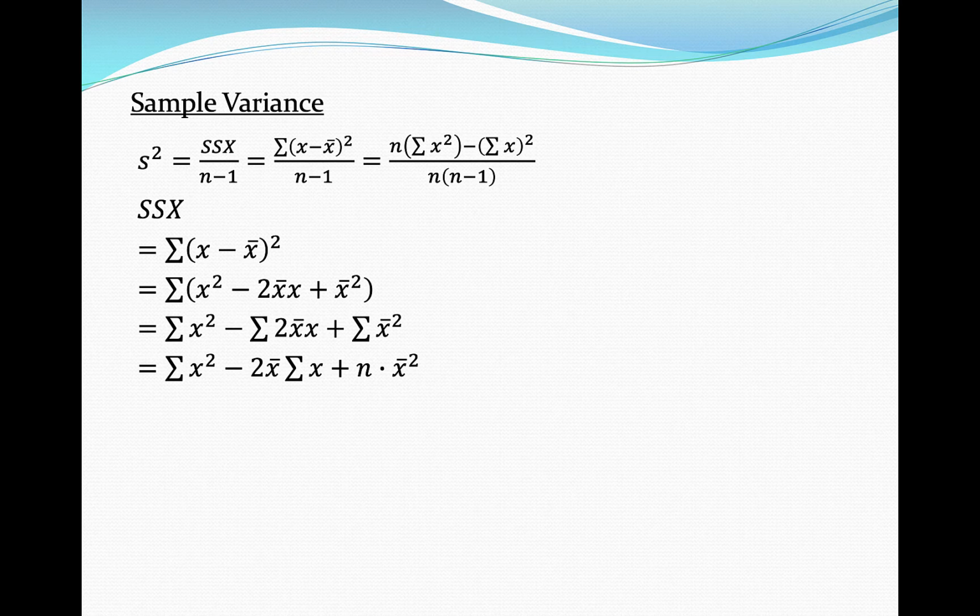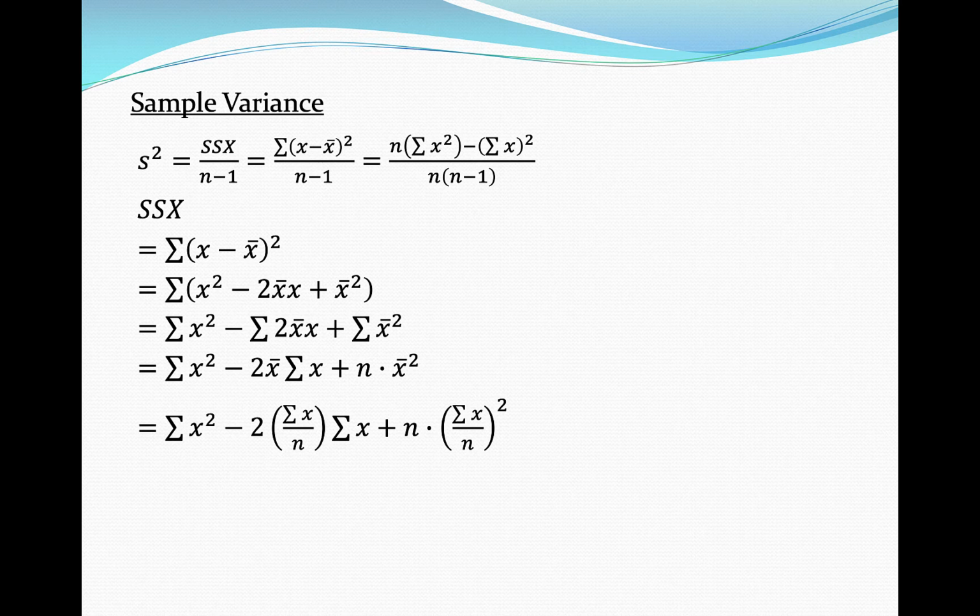So what we want to do next is rewrite that x bar in terms of its definition, which is x bar equals the sum of x over n. If we do that, notice it's exactly the same as the previous step. The only difference is everywhere you see an x bar, it is simply replaced by what it is, the sum of x over n. So now we can start to simplify.